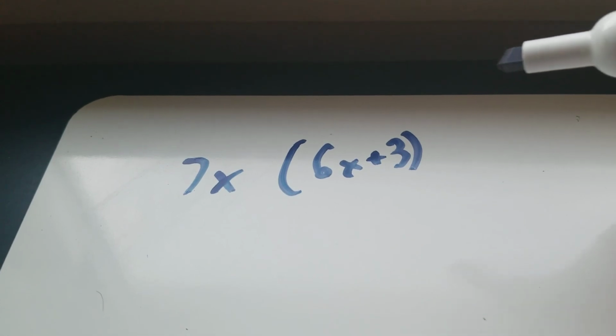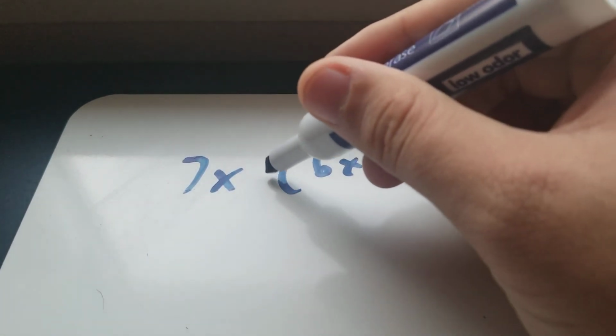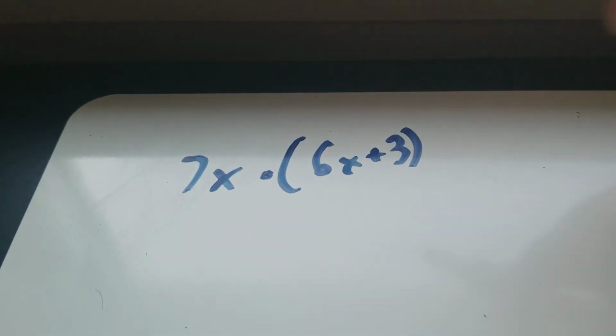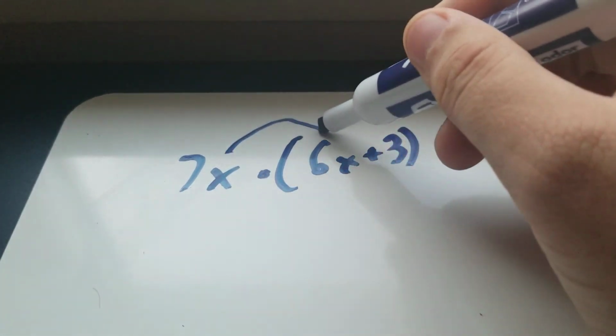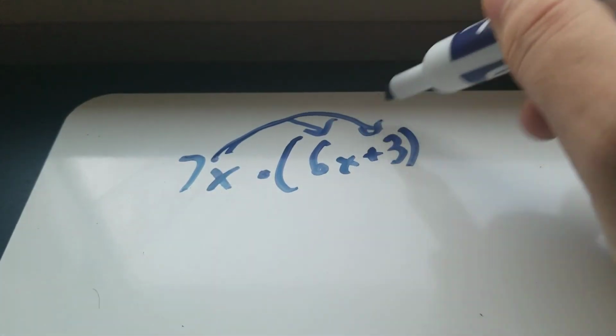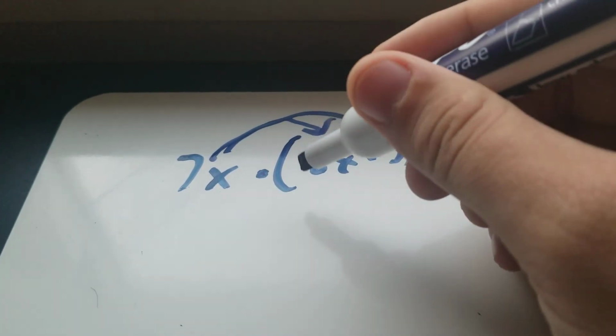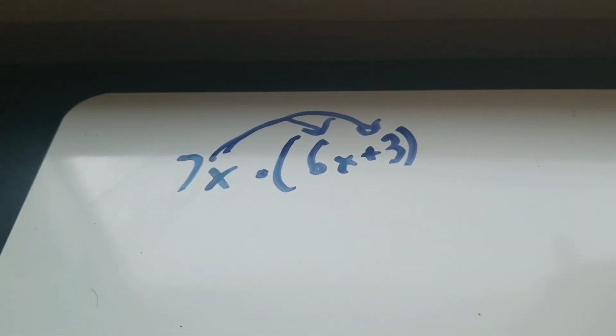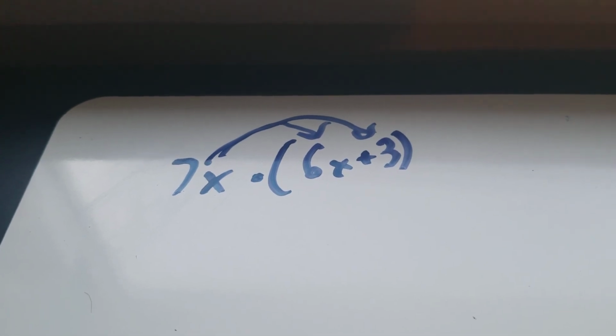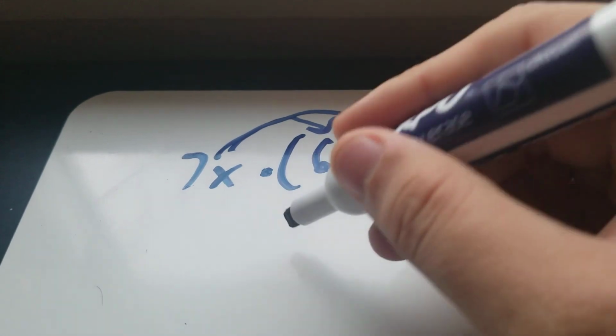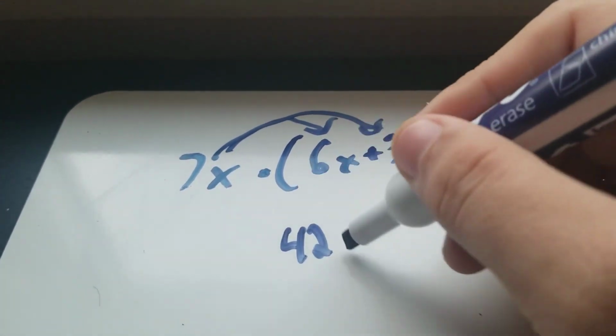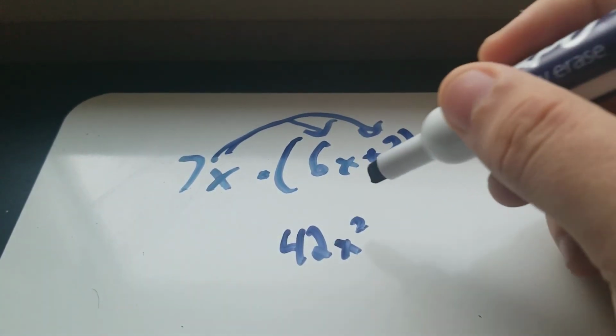Now we're going to do some distribution. So we've got 7x times 6x plus 3. When I do that, I have to distribute to both. So 7x times 6x is going to be, first I do the constants or the normal numbers normally. So 7 times 6 is 42. x times x is x squared.